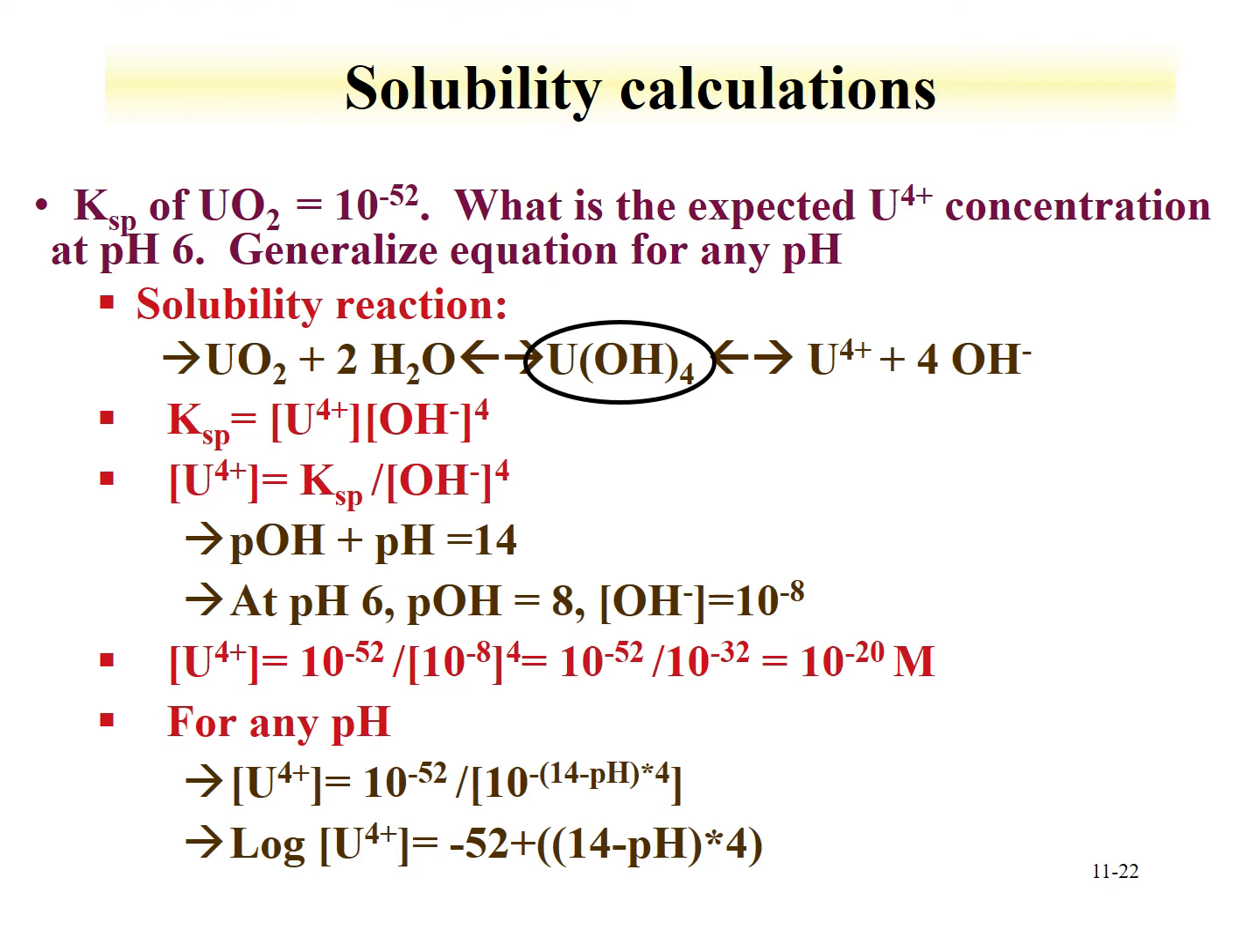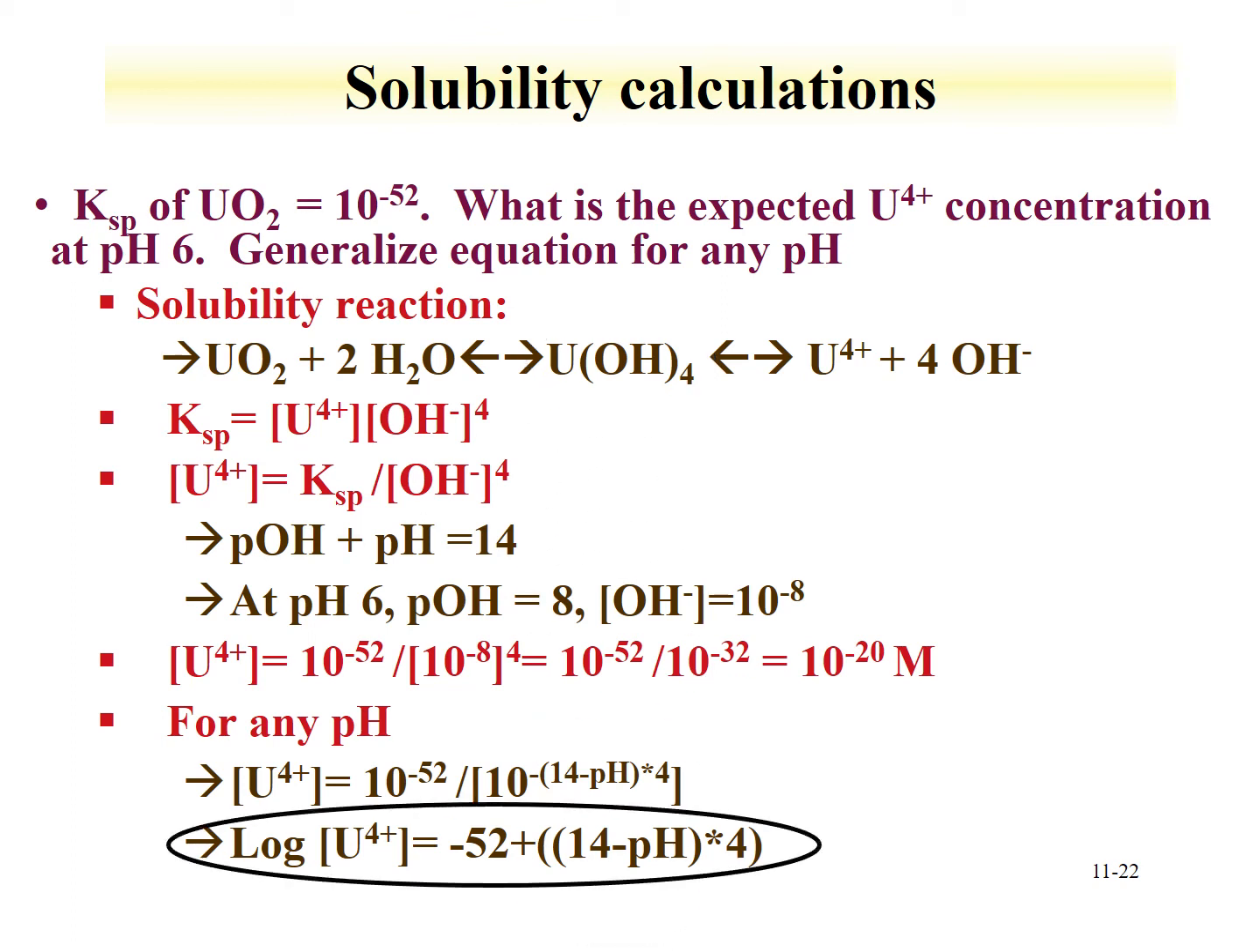And I can generalize this equation, where I say that the uranium-4 concentration is just equal to the KSP divided by 10 to the minus (14 minus the pH) to the 4th. If I take the log of both sides, it's just minus 52 plus (14 minus pH) times 4. So that's a very generalized equation that I can use to determine the amount of uranium-4 that will be formed from the dissolution of uranium dioxide.